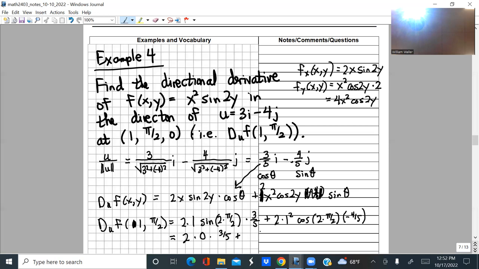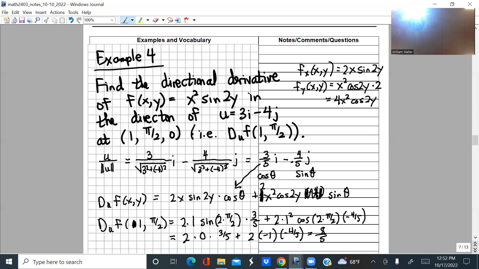What about this second term? So I get 2 times 1 squared. That's still 2 times cosine of pi. But what's cosine of pi? Negative 1. Is that right? Okay. Times this minus 4/5. So we end up with 8/5.